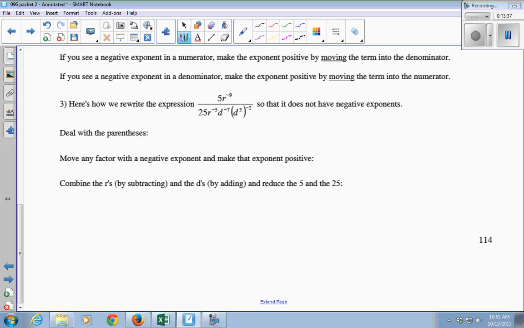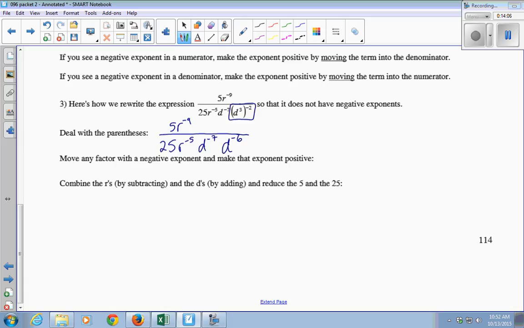Okay. So this becomes 5r to the negative 9. I'm copying everything down. 25r to the negative 5, d to the negative 7. And then how does this simplify? D cubed to the negative 2. D to the negative 6, right? Raising a power to a power, you multiply the exponents. So that becomes d to the negative 6, right?